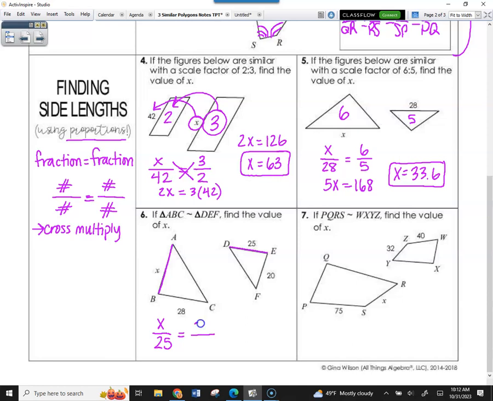there it is. You've got to be consistent. So if I do X to 25, I have to do 28 to 20. Notice my arrows go in the same direction. Cross multiply, solve, see if you get this.